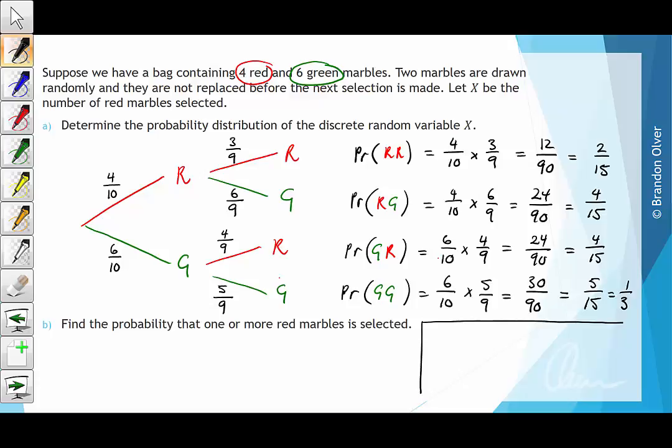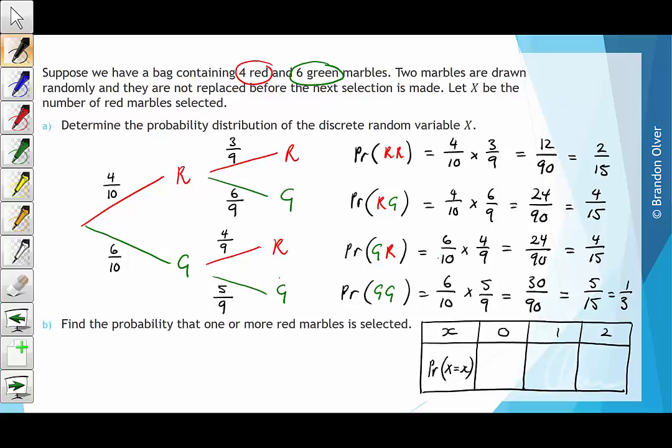So to finish part A, we can set up a table which holds the information of the discrete random variable's probability distribution. So here we can have the values of X that our distribution can take, and then below it we're going to have the probability that the random variable is equal to that value. So we can have 0 red marbles, we can have 1 red marble, or we can have 2 red marbles being selected. So the probability that we have 0 red marbles selected is the probability of green followed by green, which is going to be 5 over 15.